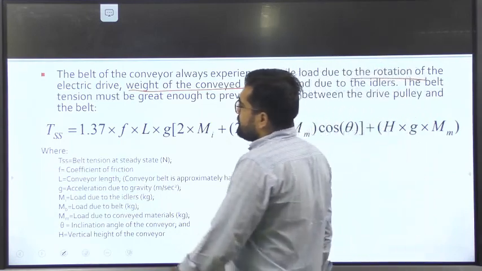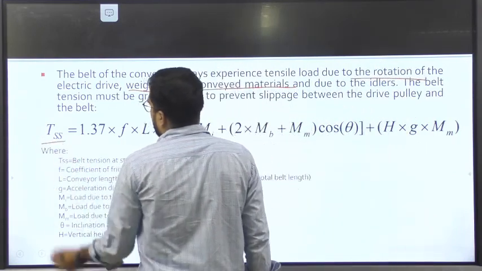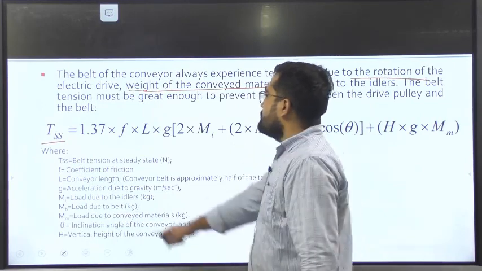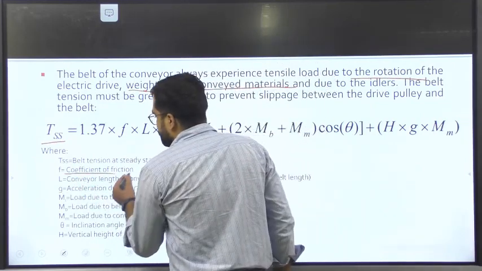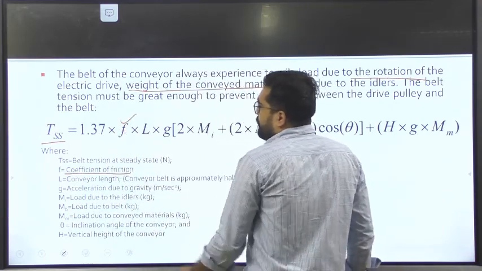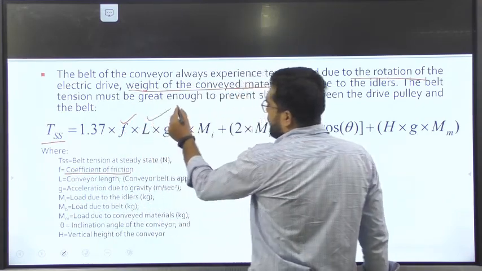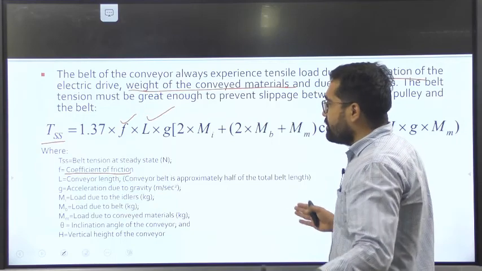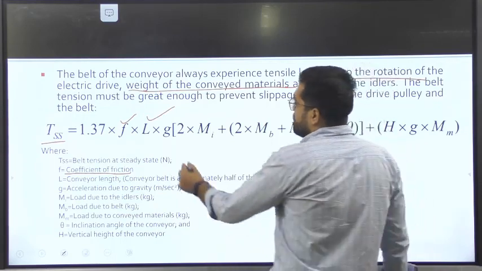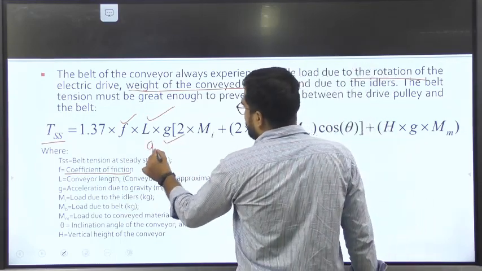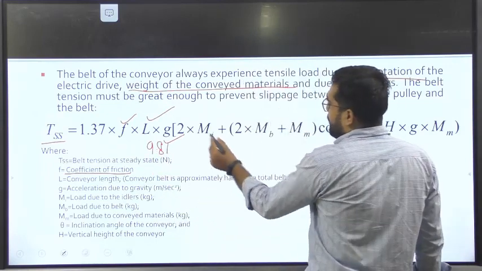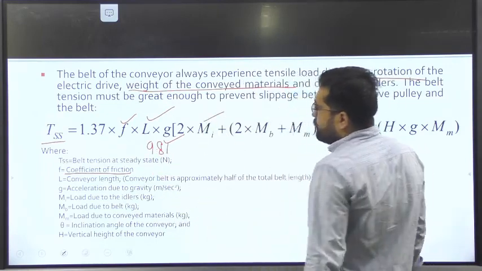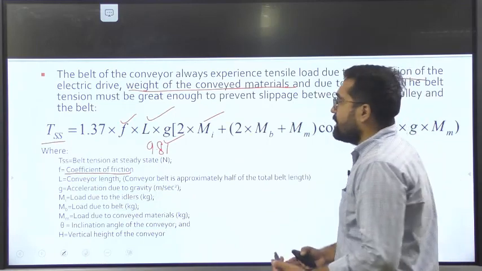It is Ts equals 1.37 into f, where f is the coefficient of friction, into L, the conveying length. What is the length of the conveyor? g is the acceleration due to gravity, 9.81, sorry. Mi is the load due to idlers. Okay, what is the load due to idlers?